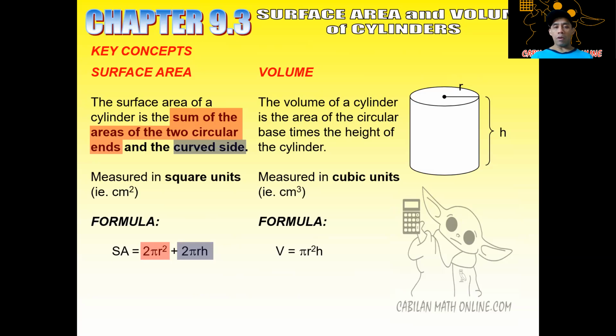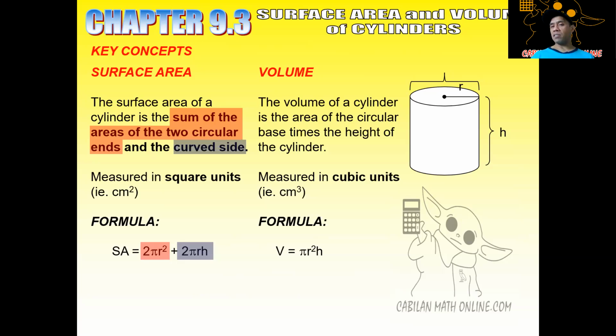Now keep in mind that the units are exactly the same as what we have seen for both surface area and volume. For surface area, it's always going to be square units, and for volume, it's always going to be cubic units. Now, if you take a look at the diagram here, you notice the two letters we have are radius and height. However, sometimes we have to be careful when it comes to the radius, because sometimes you'll be given information such that what you have here is the entire distance across.